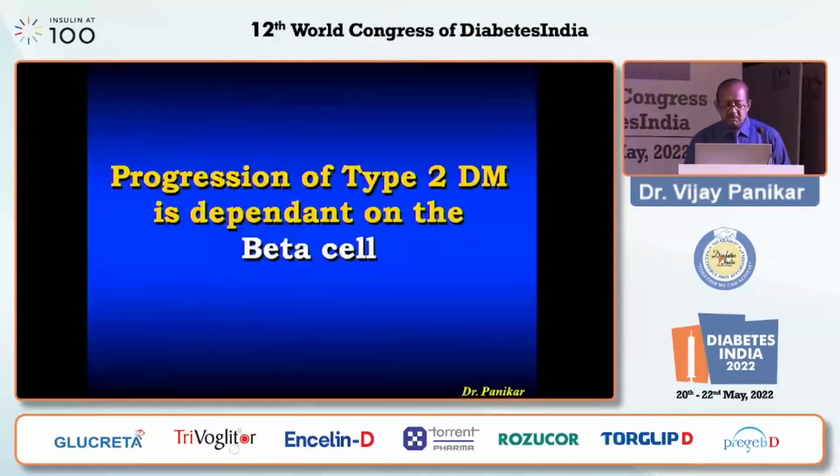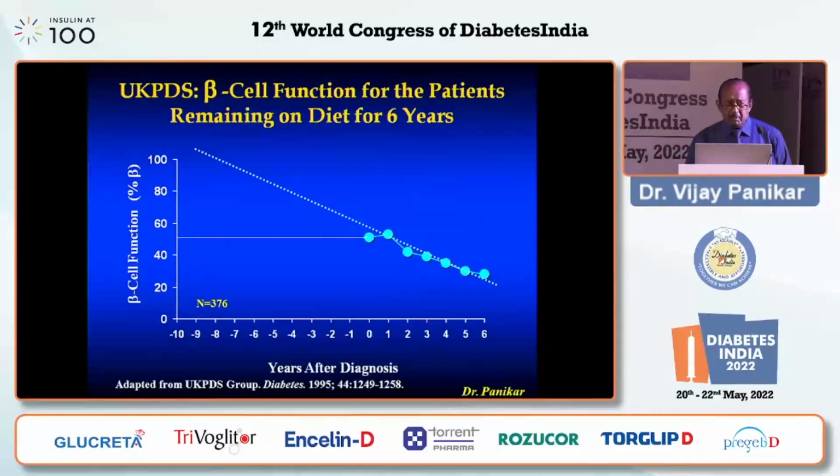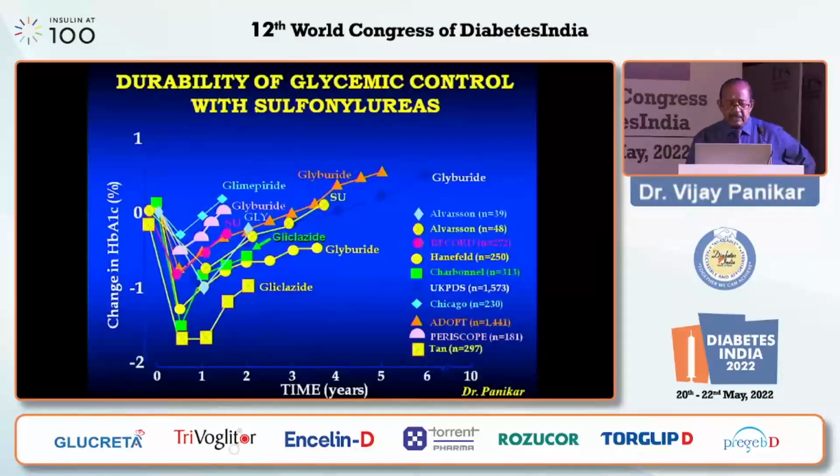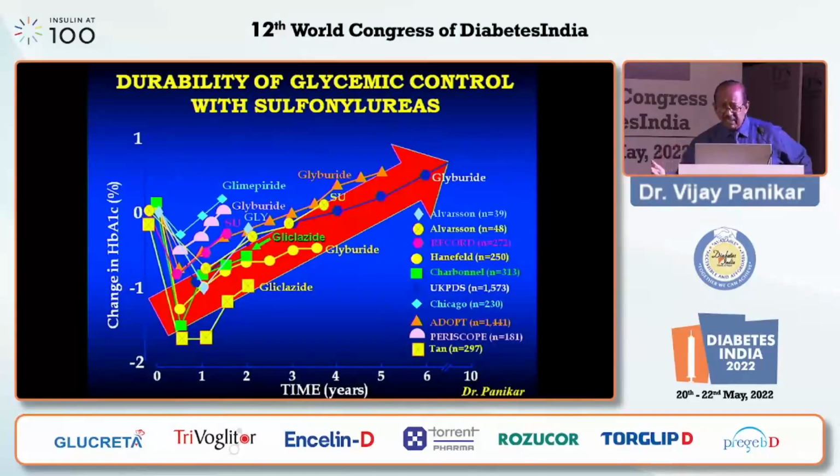Why does diabetes progress? Because of apoptosis of the beta cells. This is the UKPDS study which says that at the time of diagnosis, more than 50% of beta cells are already gone. These are about 10 studies which show use of sulfonylurea. See, initially there is a good decline of HbA1c in the first year. And then you find it is going up. This is showing the progression of the disease. And why is that progression? Because the beta cells are dying, which tells you that sulfonylureas cannot preserve the beta cell.